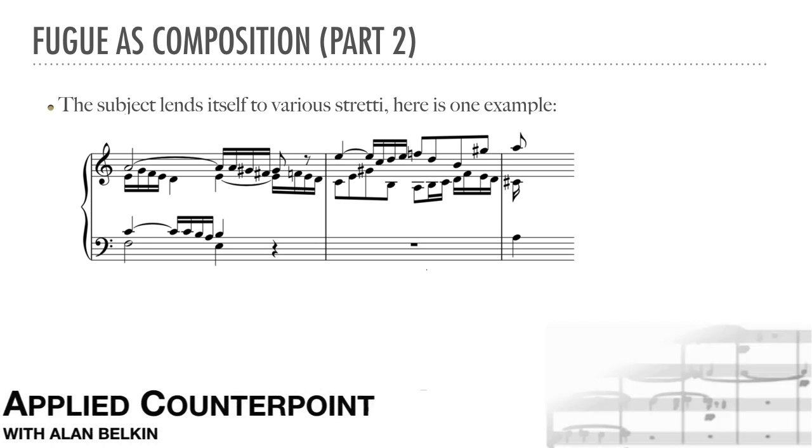A stretto table would show that this subject lends itself to various stretti, some of which Bach will use to create a sense of intensification later in the fugue. Here's one example. The lower voice in the right hand presents the inverted subject starting on the third beat of measure 34. The top voice arrives in stretto with the original form of the subject in the next bar.